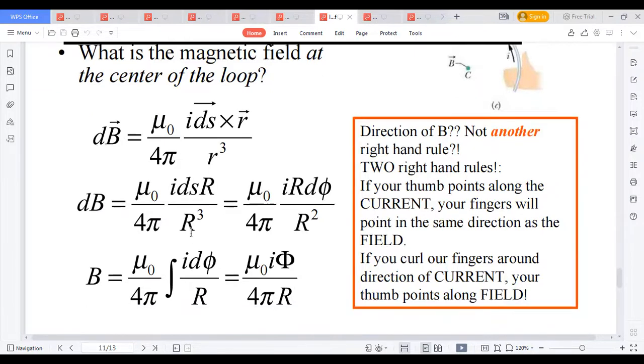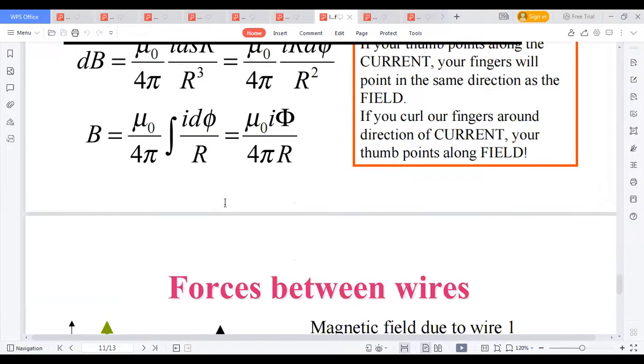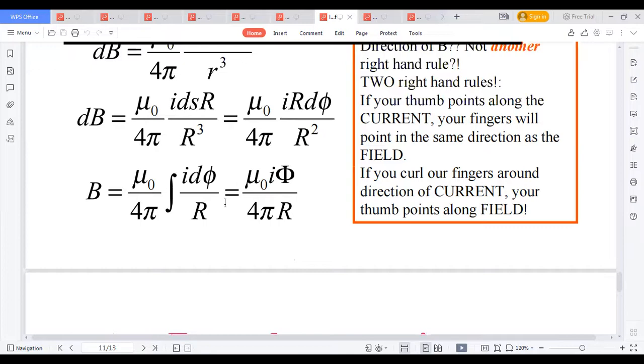Replacing small r with capital R, we get I R ds, where ds equals R d phi. Then I d phi by capital R. Then after the integration, we get the integral of d phi, the total angle phi. So this is another application.